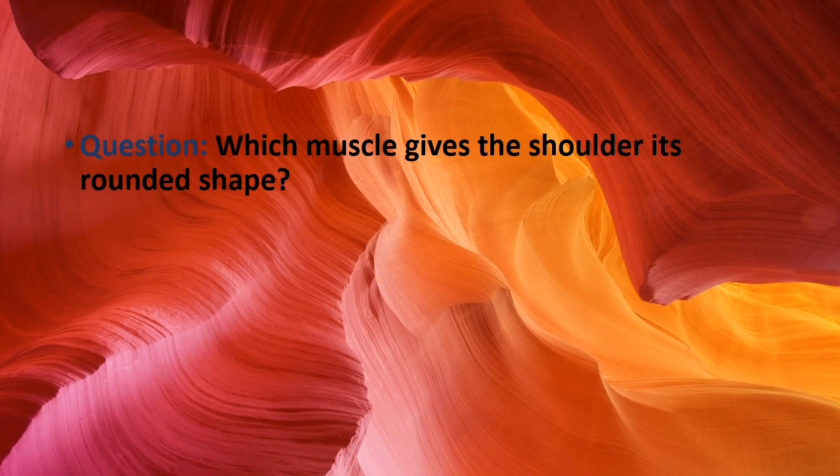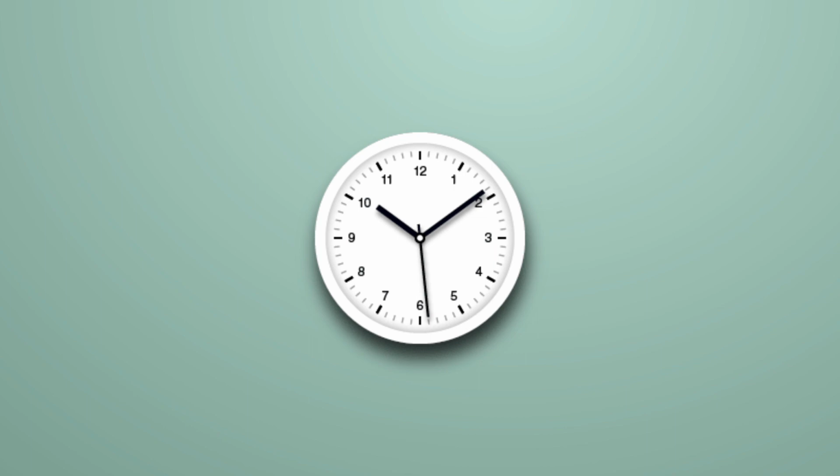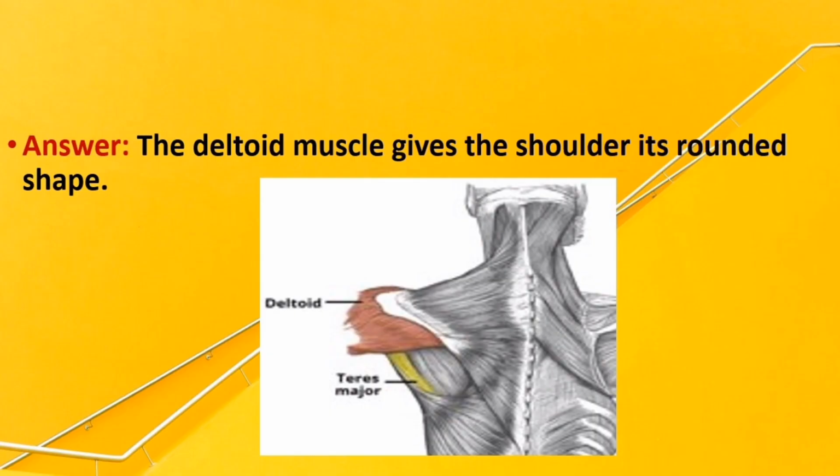Question 5. Which muscle gives the shoulder its rounded shape? The deltoid muscle gives the shoulder its rounded shape. Try touching the area around your shoulder. It is most likely that you are palpating the deltoid muscle.